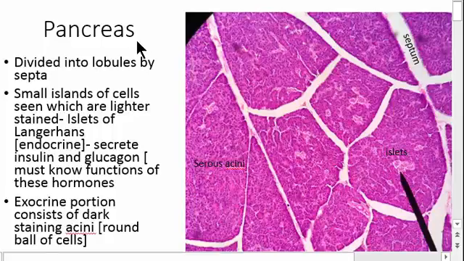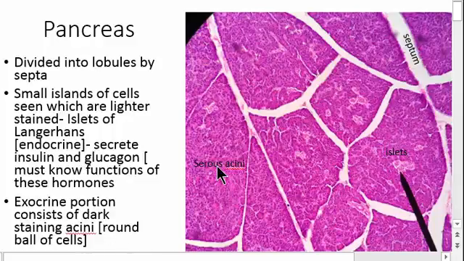So we'll do the endocrine system now, and we'll start with histology, where we are looking here at a slide of the pancreas. It is divided into several portions called lobules by septa, which are nothing but connective tissue which passes in between, dividing it. And inside these lobules, we have the exocrine portion of the pancreas, which consists of these dark staining acini.